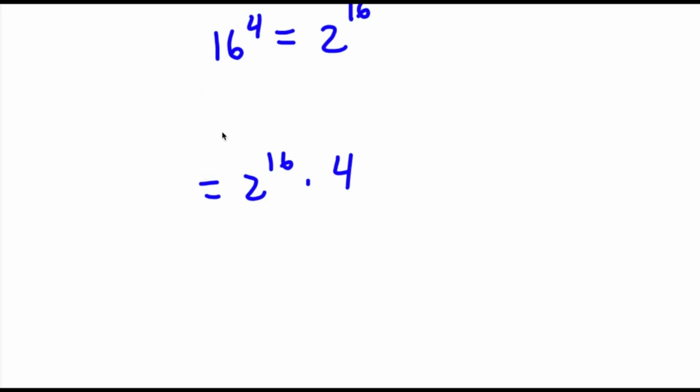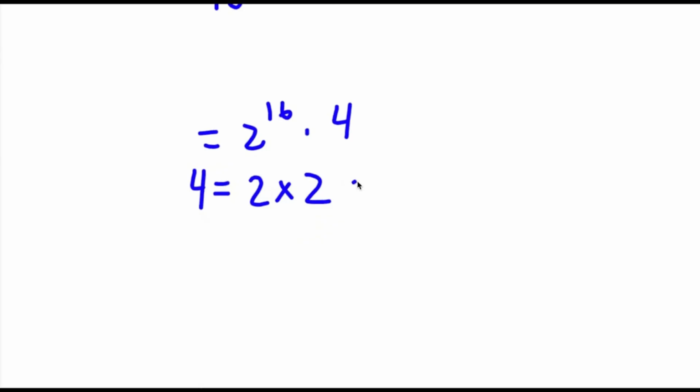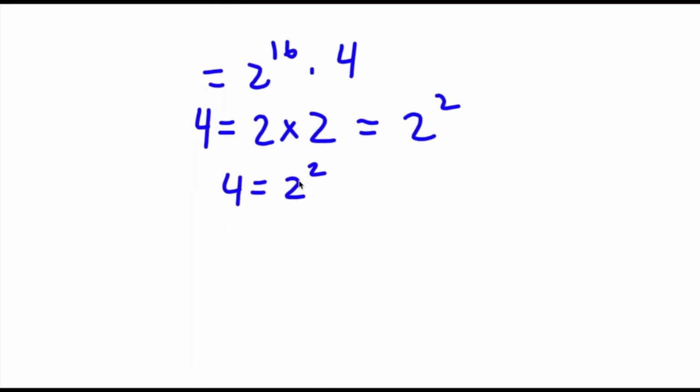So, now 4 here is equal to 2 times 2, right? So, now 2 multiplied by itself twice is the same thing as 2 squared, meaning 4 is equal to 2 squared. So now, if I substitute in 2 squared for 4, I get 2 to the power of 16 times 2 squared.